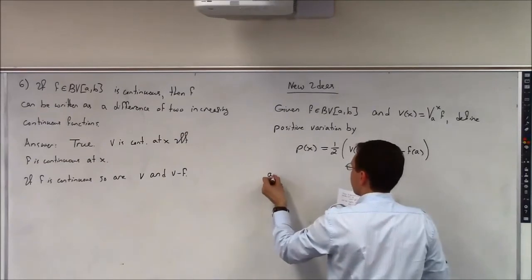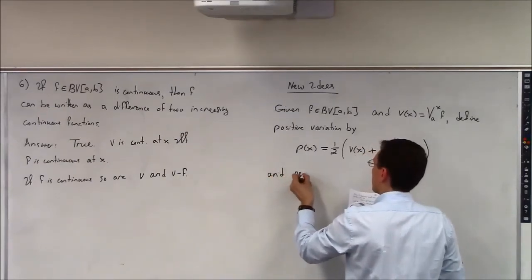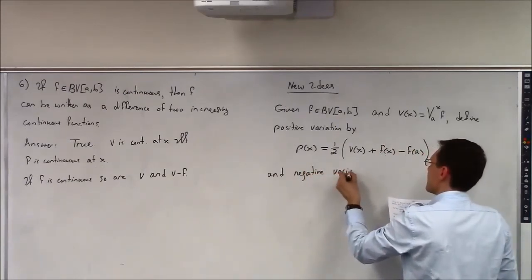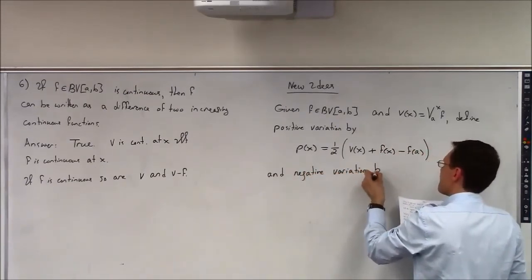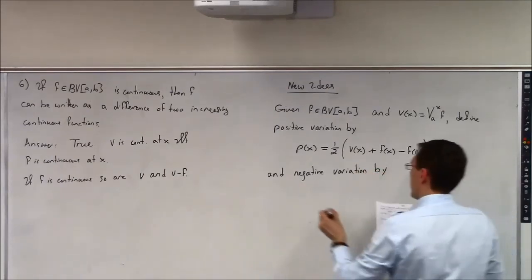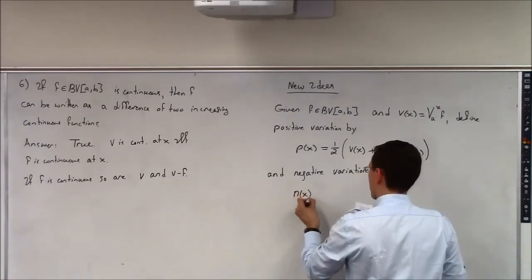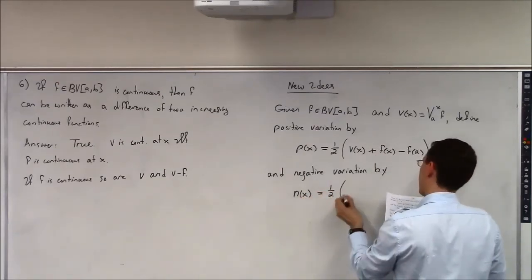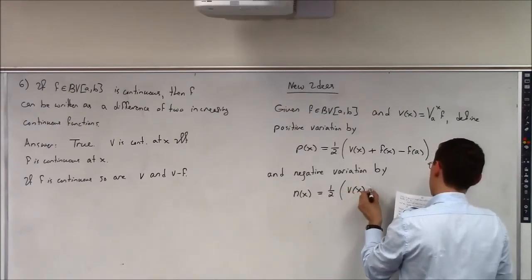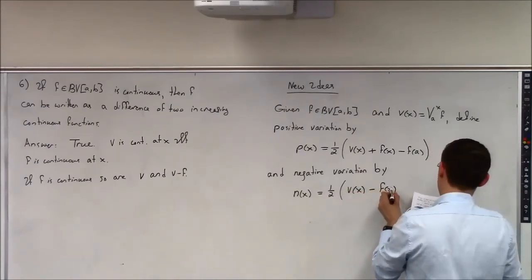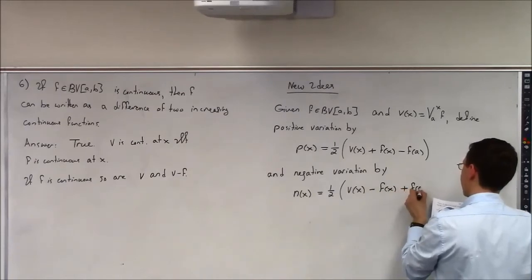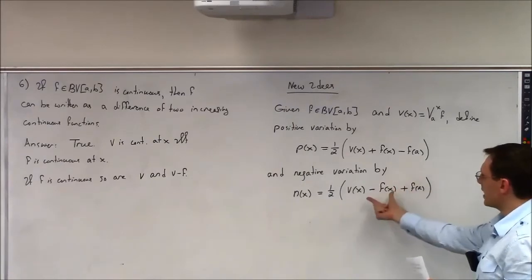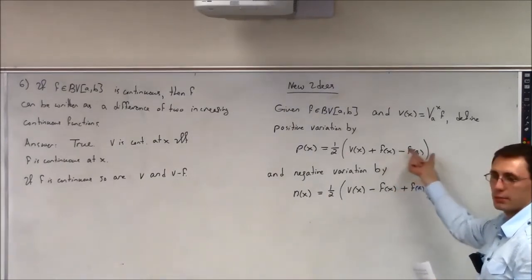and the negative variation by N of x equal to 1/2 of V of x minus f of x plus f of a. So you see, we have f of x minus f of a. In the negative variation, we subtract it. In the positive variation, we add it. Okay?